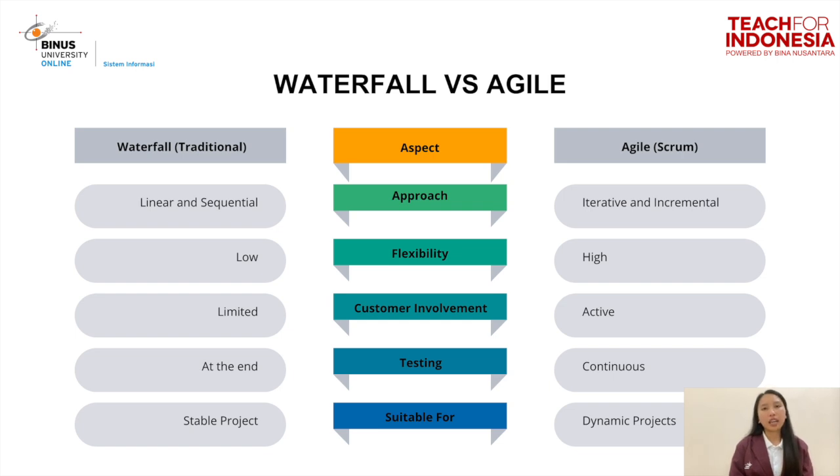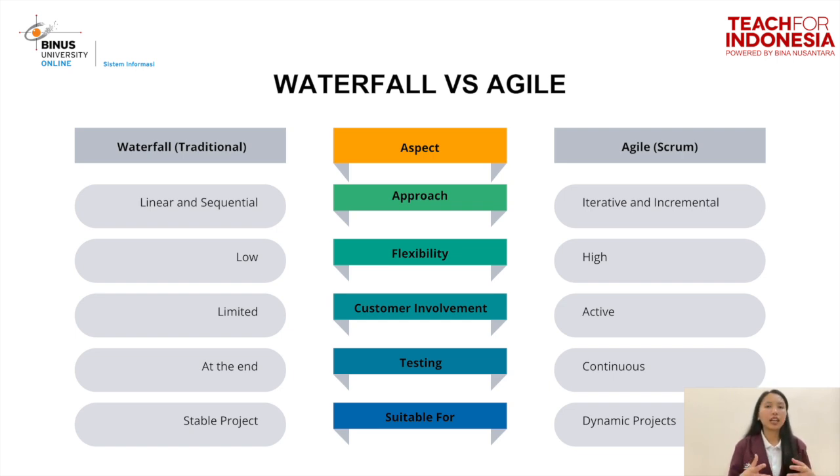And the third aspect is customer involvement. Waterfall is limited to the initial stage of requirement gathering and the final stage of product handoff, with less frequent customer interaction during development. Meanwhile, Agile methodology has high involvement. It means that customers and stakeholders collaborate throughout the project lifecycle, providing feedback at the end of each sprint.